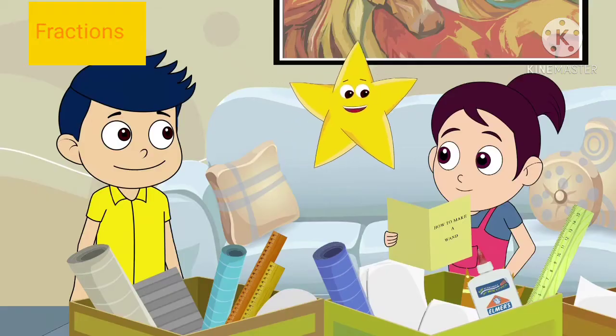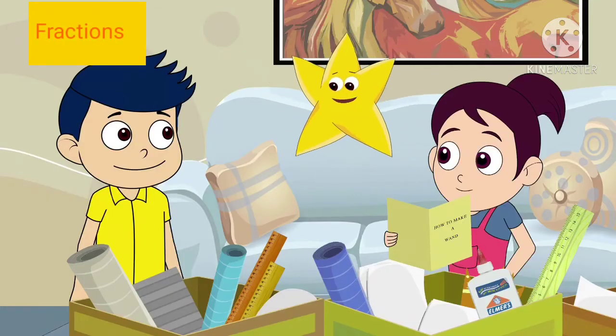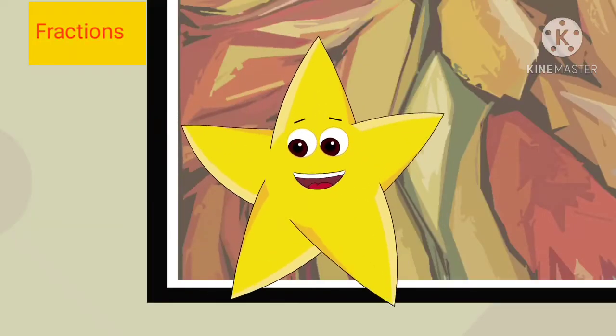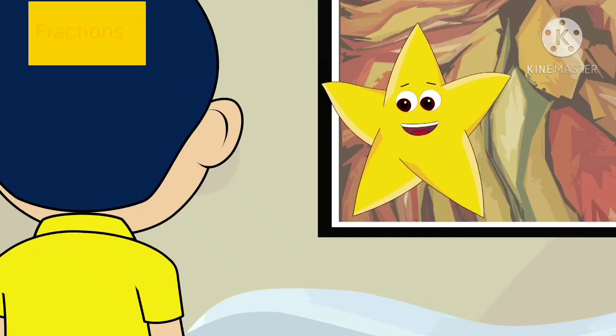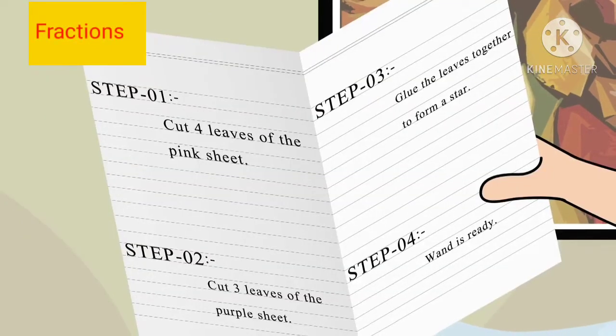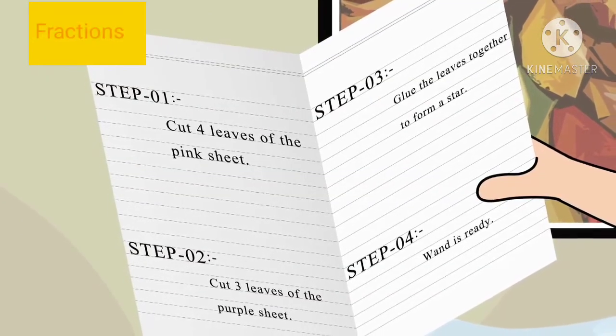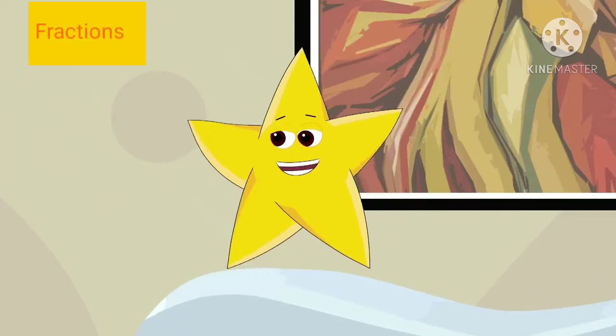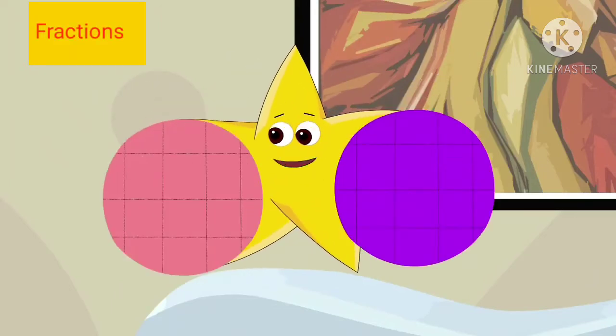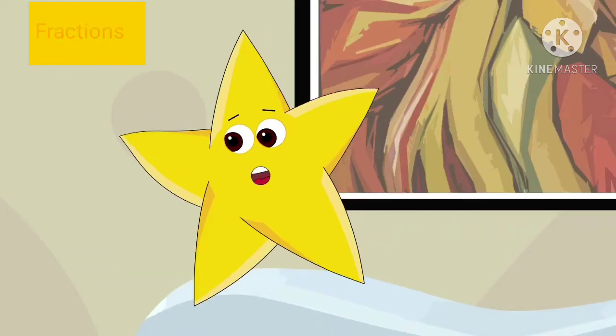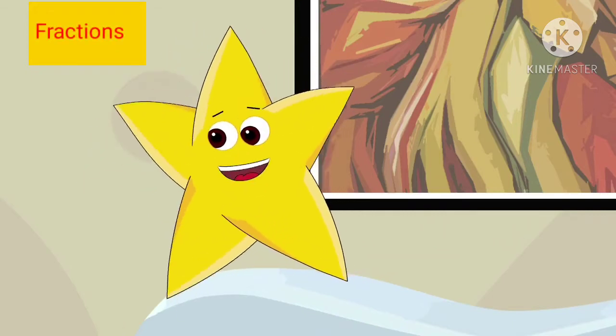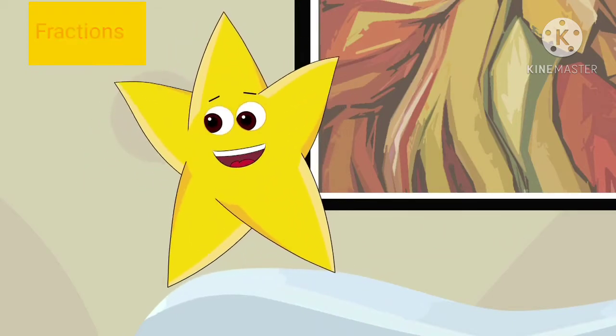You know, Kabir, there is something else that struck me while reading Isha's magic wand procedure. What? See, here it says cut 4 leaves of the pink sheet and 3 leaves of the purple sheet. Both these sheets have 7 leaves each. And we are using different colors to make the flower on the top of the wand. This is comparison of fractions.